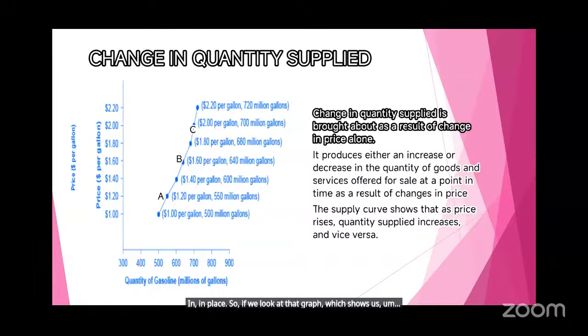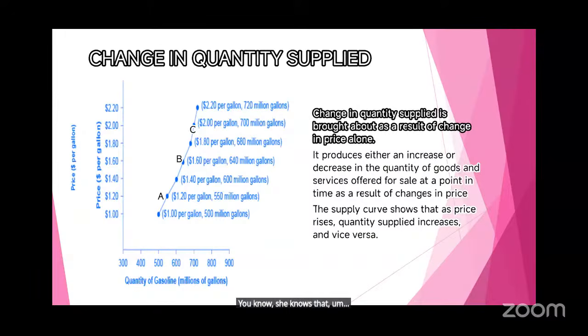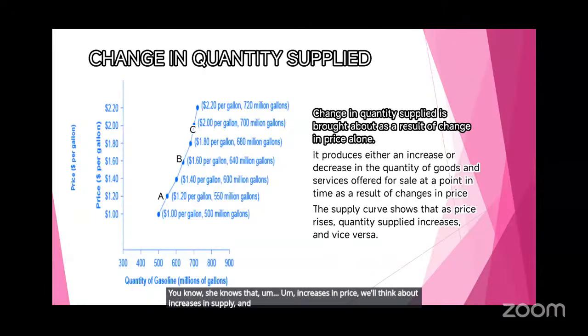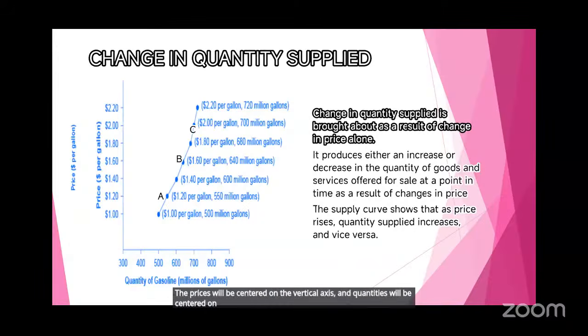So if we look at that graph, which shows us the quantity that is supplied at varying prices, and with that, we have been able to construct a supply curve which is sloping from left to right upwards, showing us that increases in price will bring about increases in supply, and decreases in price will bring about decrease in supply. The price is represented on the vertical axis, and quantity is represented on the horizontal axis.